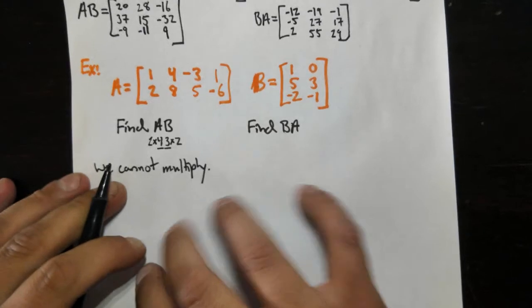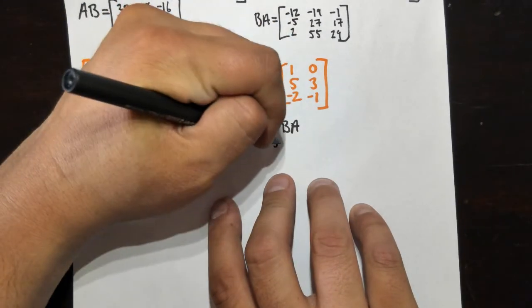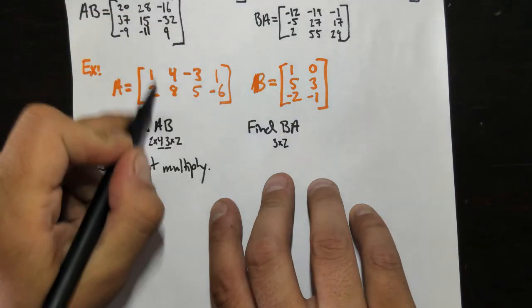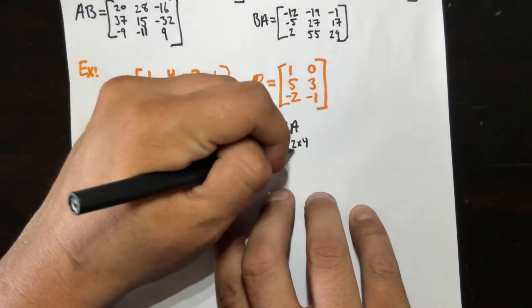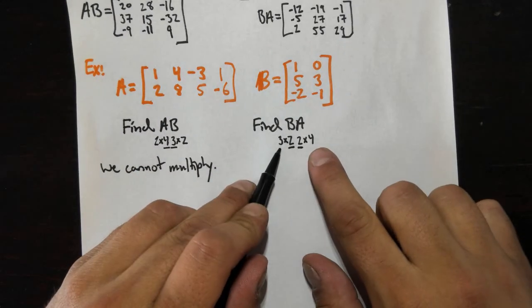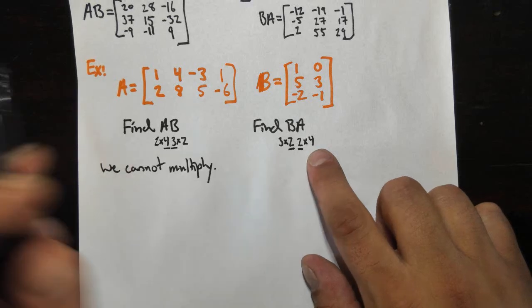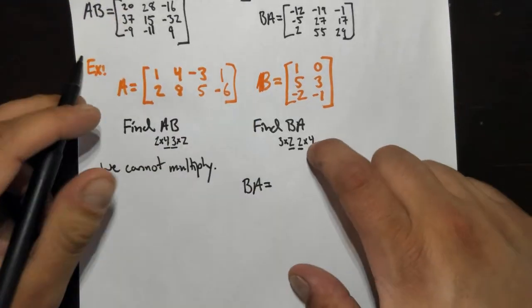That was simple enough. BA, so B is a 3 by 2, and A is a 2 by 4. So these two numbers are the same, so we can go ahead and multiply them, and our resultant is going to be a 3 by 4 matrix. So for BA, we're going to do the rows of B to the columns of A.